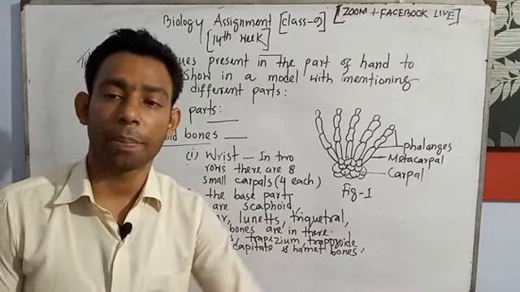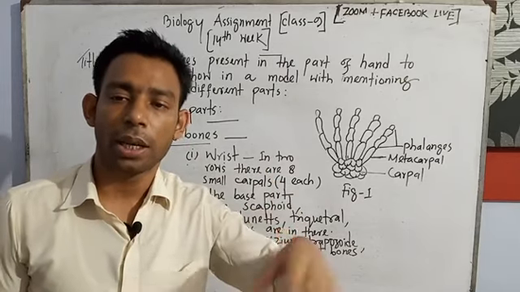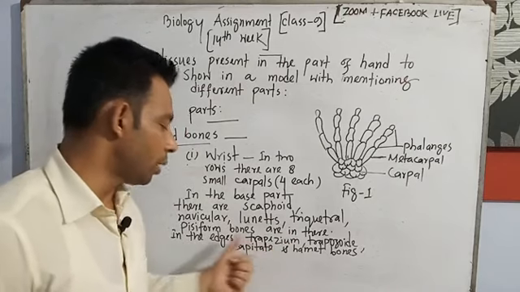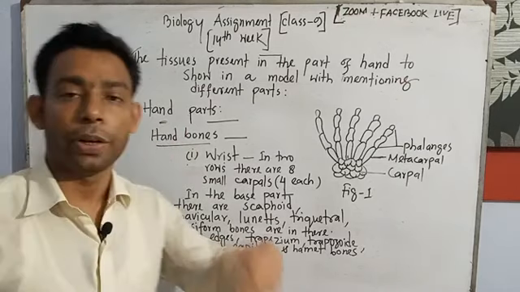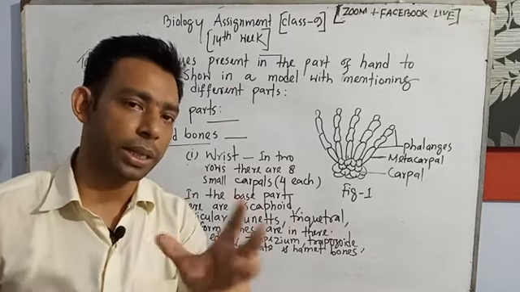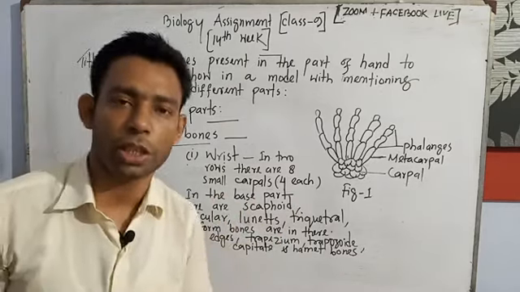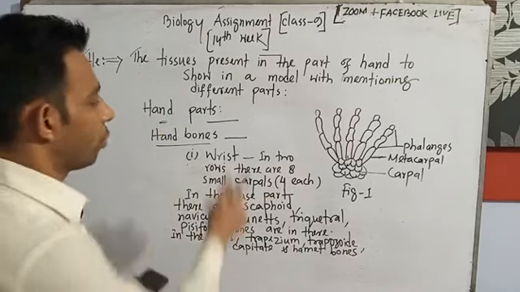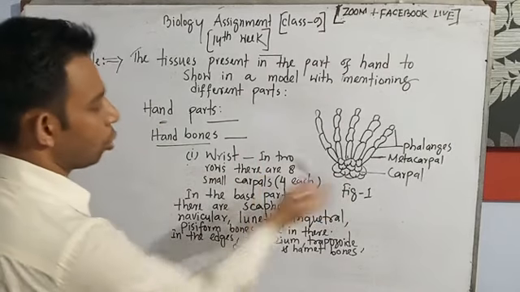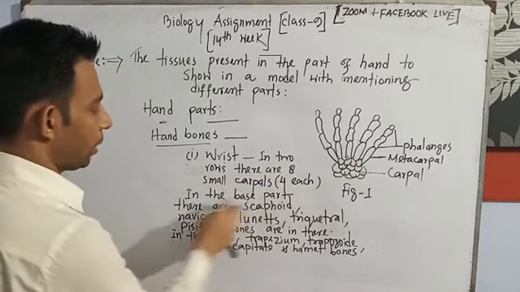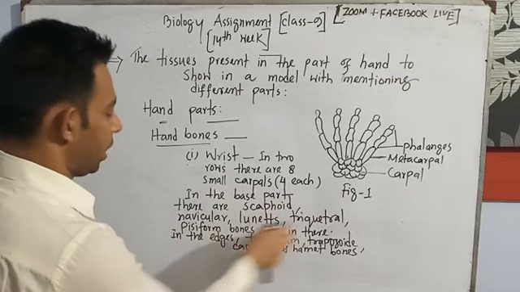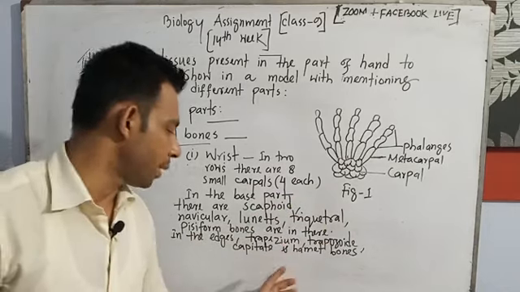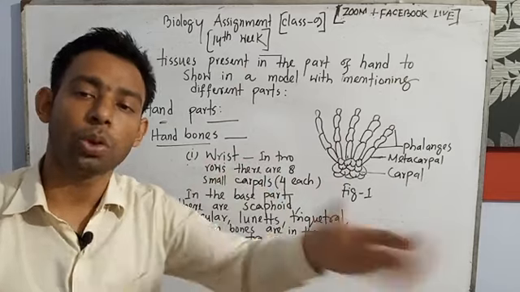Sometimes the assignment asks what to do, so we need to go through and understand it. Even if the names are hard, we try to understand. I give you the idea of what we will write on the A4 size paper and what the model would be. So the wrist part is already understood. The wrist has 2 rows of 8 small carpals. In the base part there are scaphoid, navicular, lunate, triquetral, pisiform bones, and in the upper part trapezium, trapezoid, capitate and hamate bones. The bones part is done.